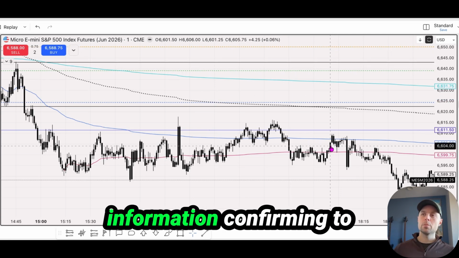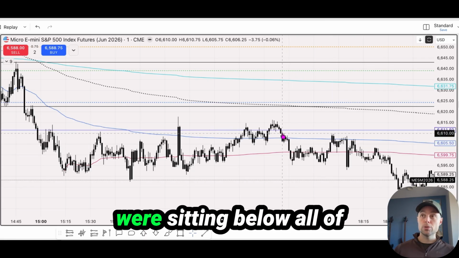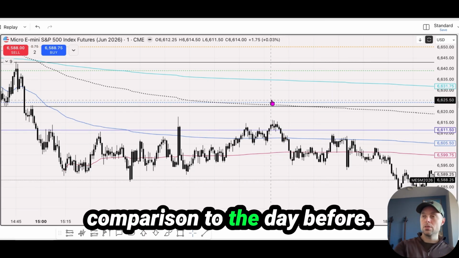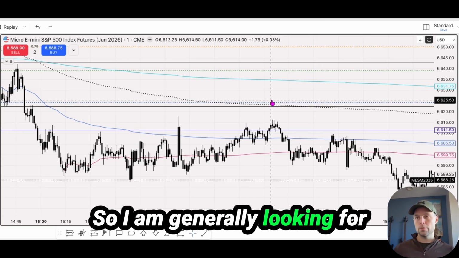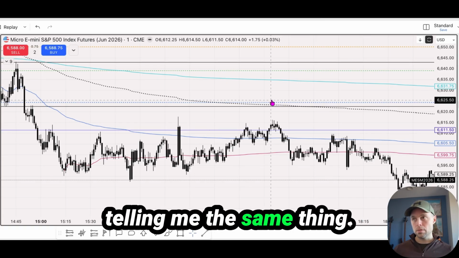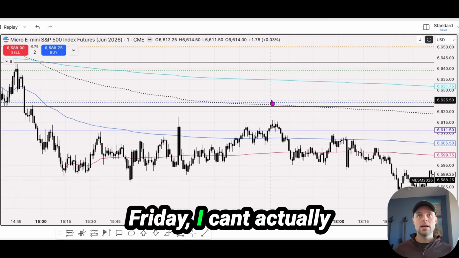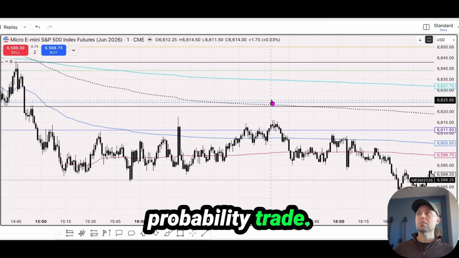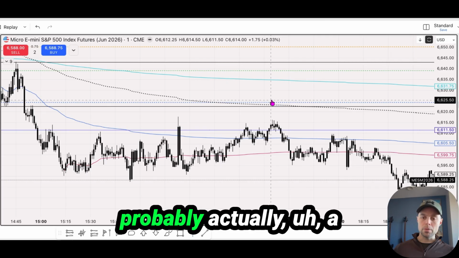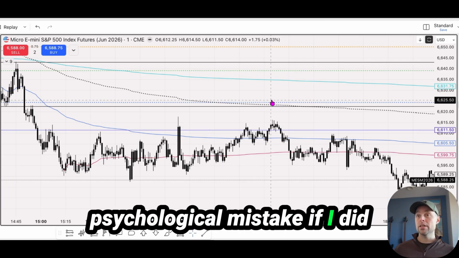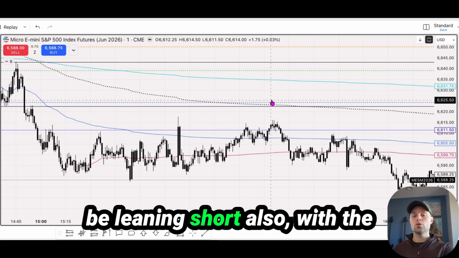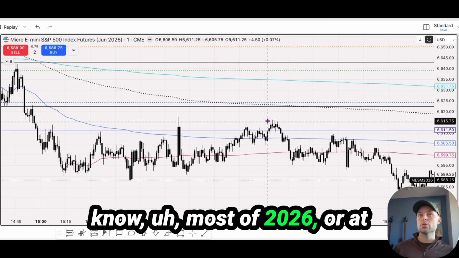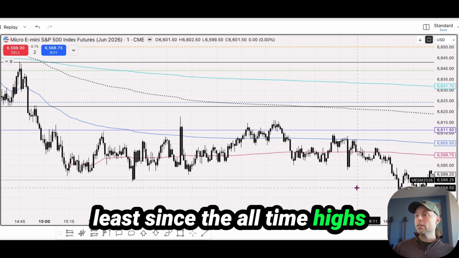That's a further piece of information confirming to me that since on Friday we were sitting below all of these key levels, sellers really were in control in comparison to the day before. So I am generally looking for shorts, and the VWAPs were telling me the same thing. If I took a long on Friday, I can't actually remember now if I did, but if I did, that was a low probability trade, and probably actually a psychological mistake, because I really wanted to be leaning short, also with the higher time frame downtrend that we're in since, I don't know, most of 2026, or at least since the all-time highs were hit in late January.